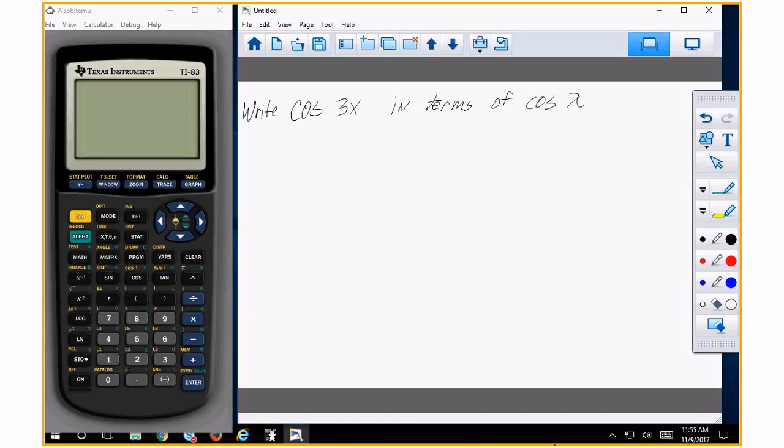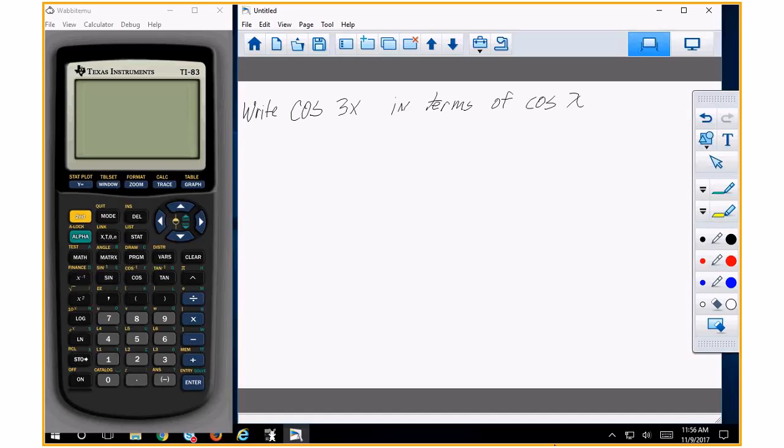Well, what is 3x? Tell me how you get 3x. Two x plus one x, Hubert. Yes, that's right. So, where do you see an identity that takes theta and breaks it up into a plus b? What's it called? That's it. So use cosine of a plus b.